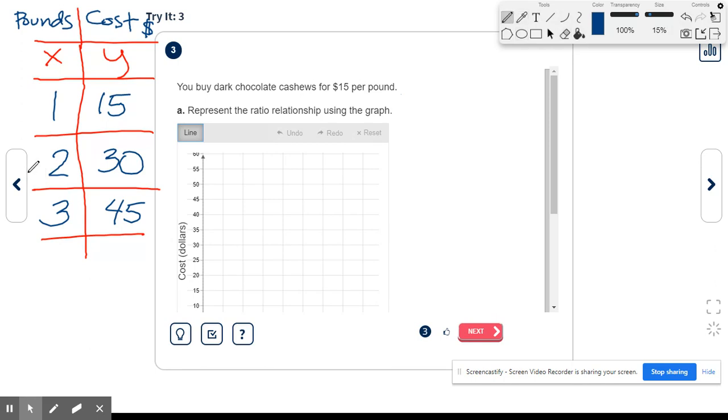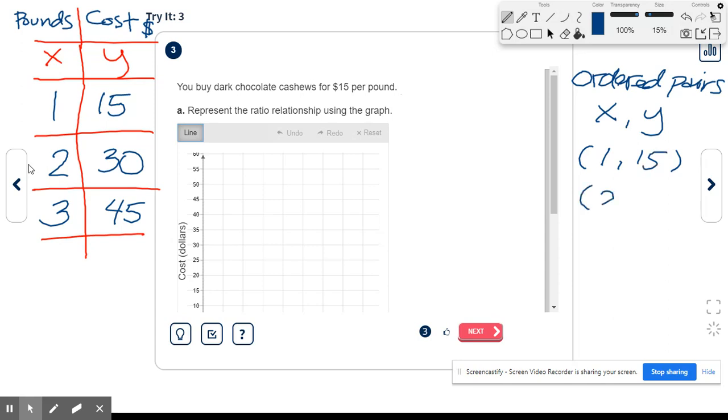So our ordered pairs, oh, I need to improve my handwriting again. Our x and our y would be 1 and 15. For 2 pounds, it costs 30 bucks. For 3 pounds, it costs $45. So let's try to answer the problem.